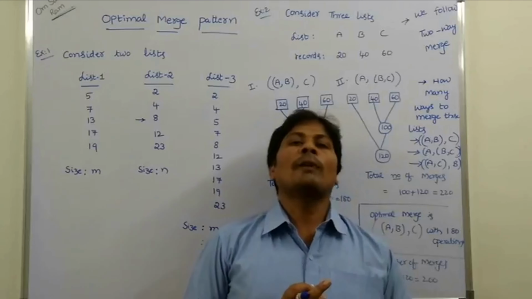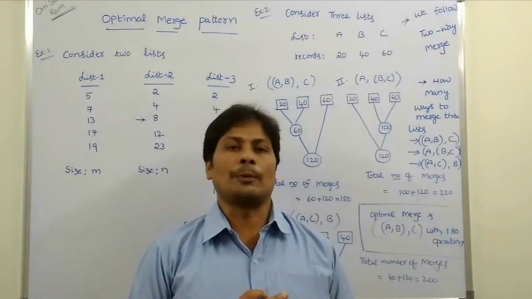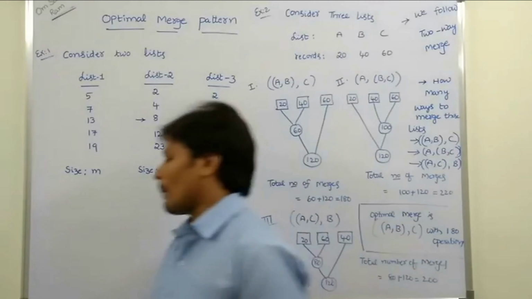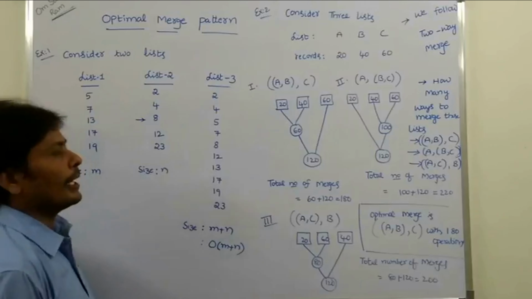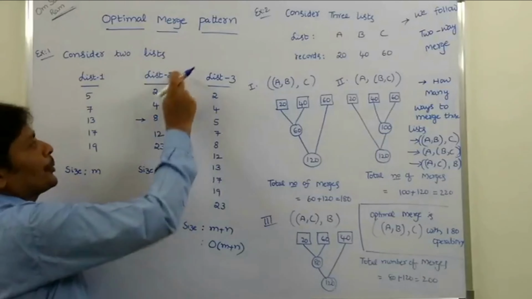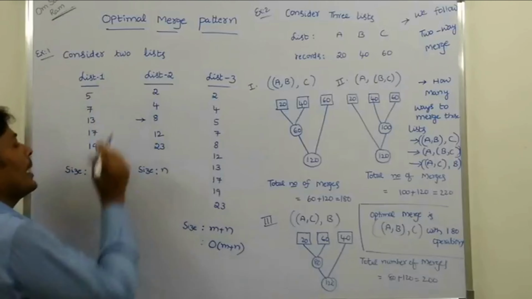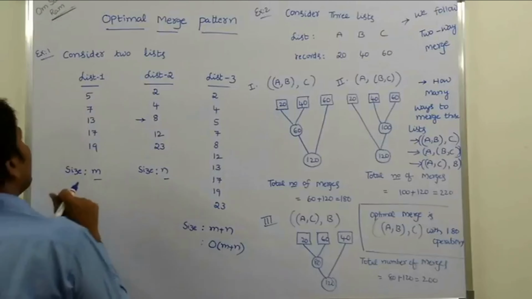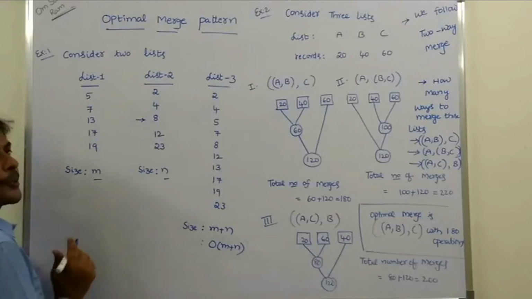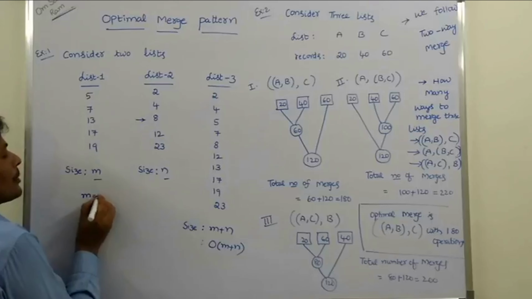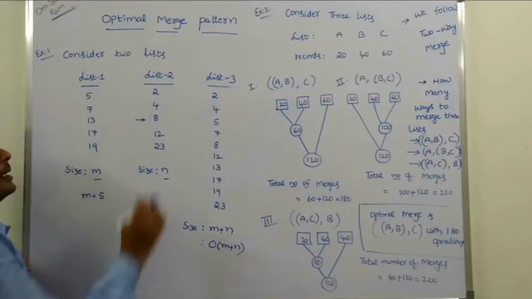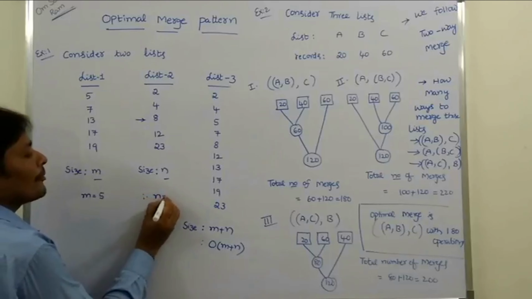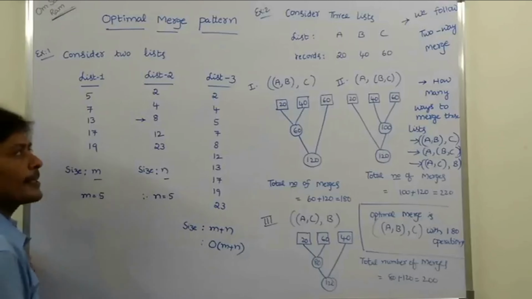So in this problem, how do we find the optimal solution? This can be explained with one example. Suppose there are two lists, list 1 and list 2. The size of list 1 is m and the size of list 2 is n. List 1 contains 5 elements, so m is equal to 5. List 2 contains 5 elements, so n is equal to 5.